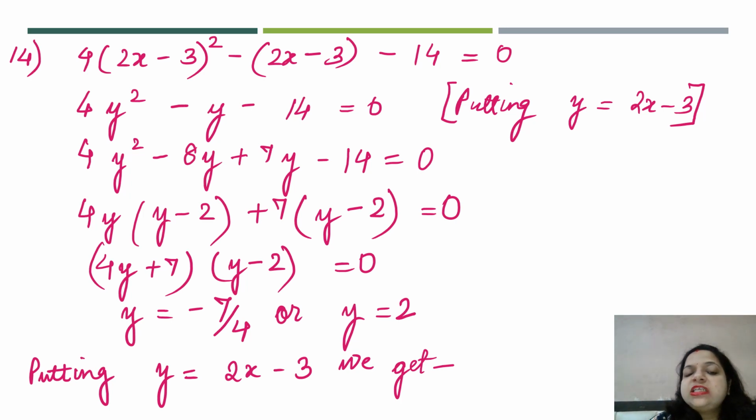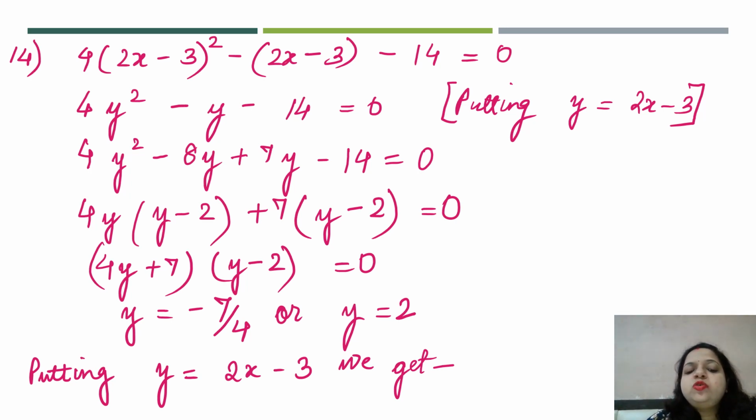Then 4 into 14, what is 4 into 14, children? 4 into 14 is 56. And we have to add to get minus 1. So if we multiply 8 into 7, we get 56. So here we factorize it, minus 8y plus 7y. 4y square minus 8y plus 7y minus 14 is equal to 0. So 4y we take as common. y minus 2 plus 7 into y minus 2 is equal to 0. 4y plus 7 into y minus 2 is equal to 0. The value of y is either minus 7 by 4 or 2.